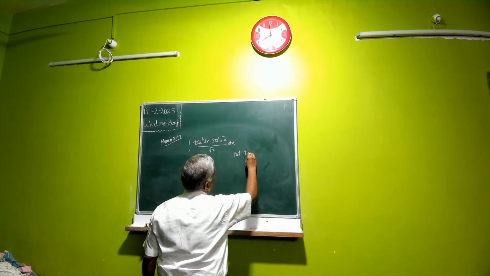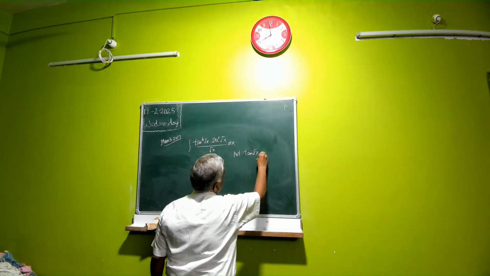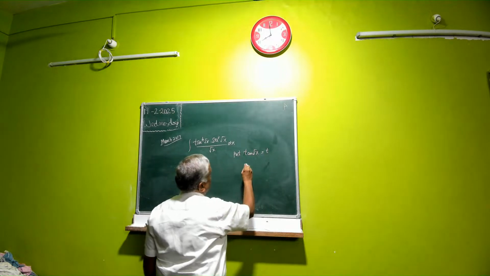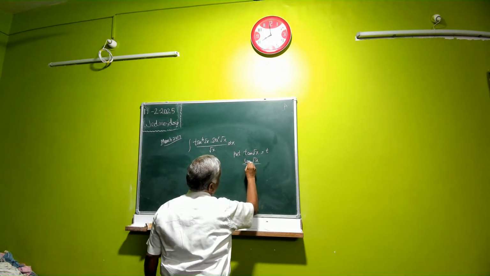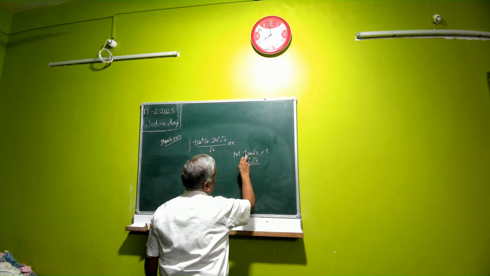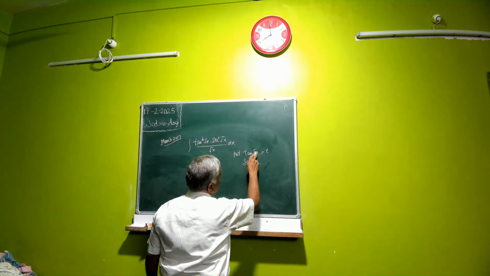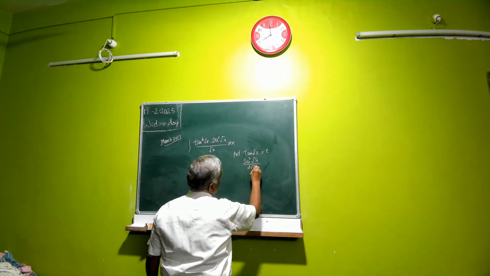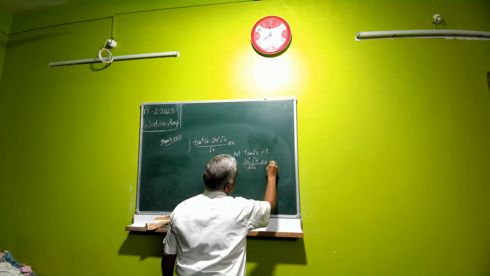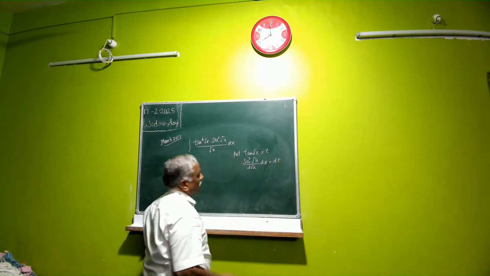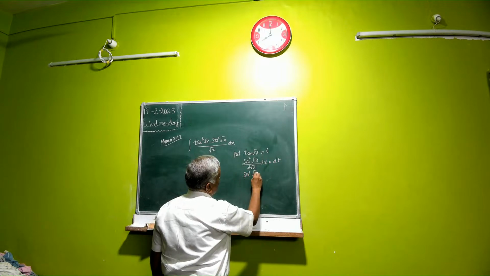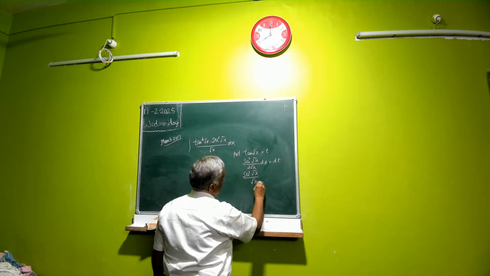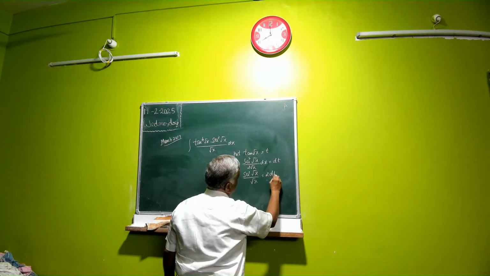Put tan root x equals t. Then sec square root x times the derivative of root x, which is 1 over 2 root x, dx is dt. So write it properly: sec square root x by root x dx equals 2 dt.